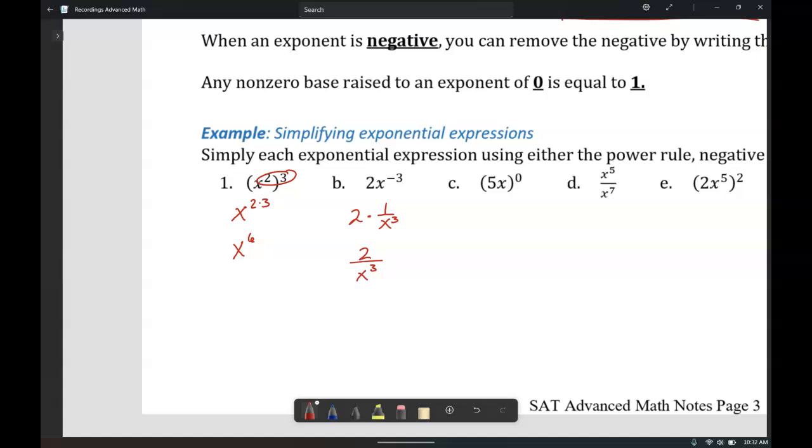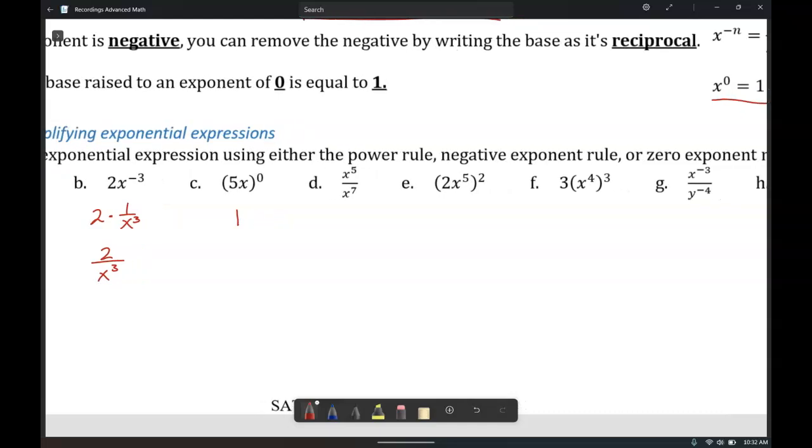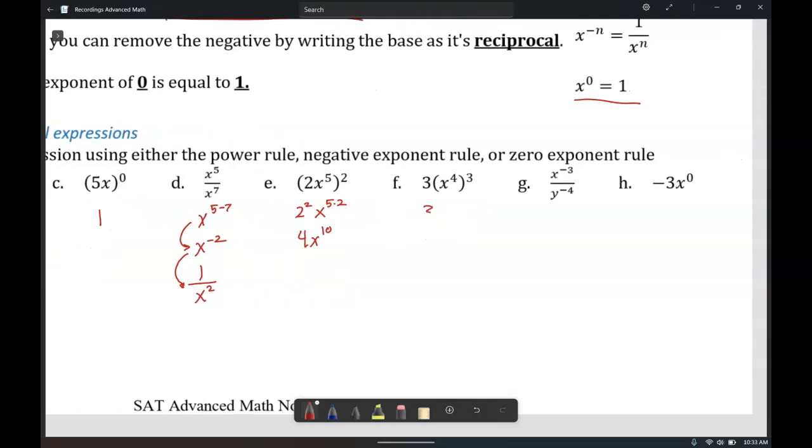Anything raised to the 0 power always equals 1, no matter how complex the expression is inside the grouping. Here we have our quotient rule, which means we subtract our exponents, but when we do, we end up with a negative 2, and so we then have to apply our reciprocal rule. Here we have 2 raised to the 2nd power, as well as 5 to the x times 2, so we get 4x to the 10th. 3 is a coefficient, it's not being raised to the 3rd power, so we have 3 times x to the 4 times 3, leaving us with 3x to the 12th.